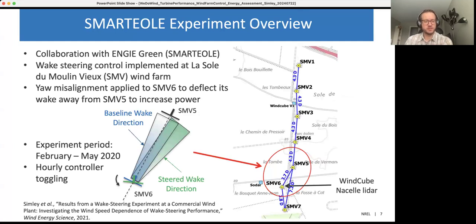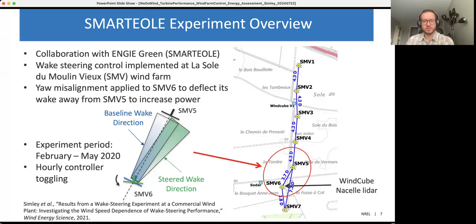So then there was another experiment that we worked on. This took place in 2020, working with NG Green at one of their wind plants in France. This was part of the Smart Yield project. That was a French national project that we participated in.